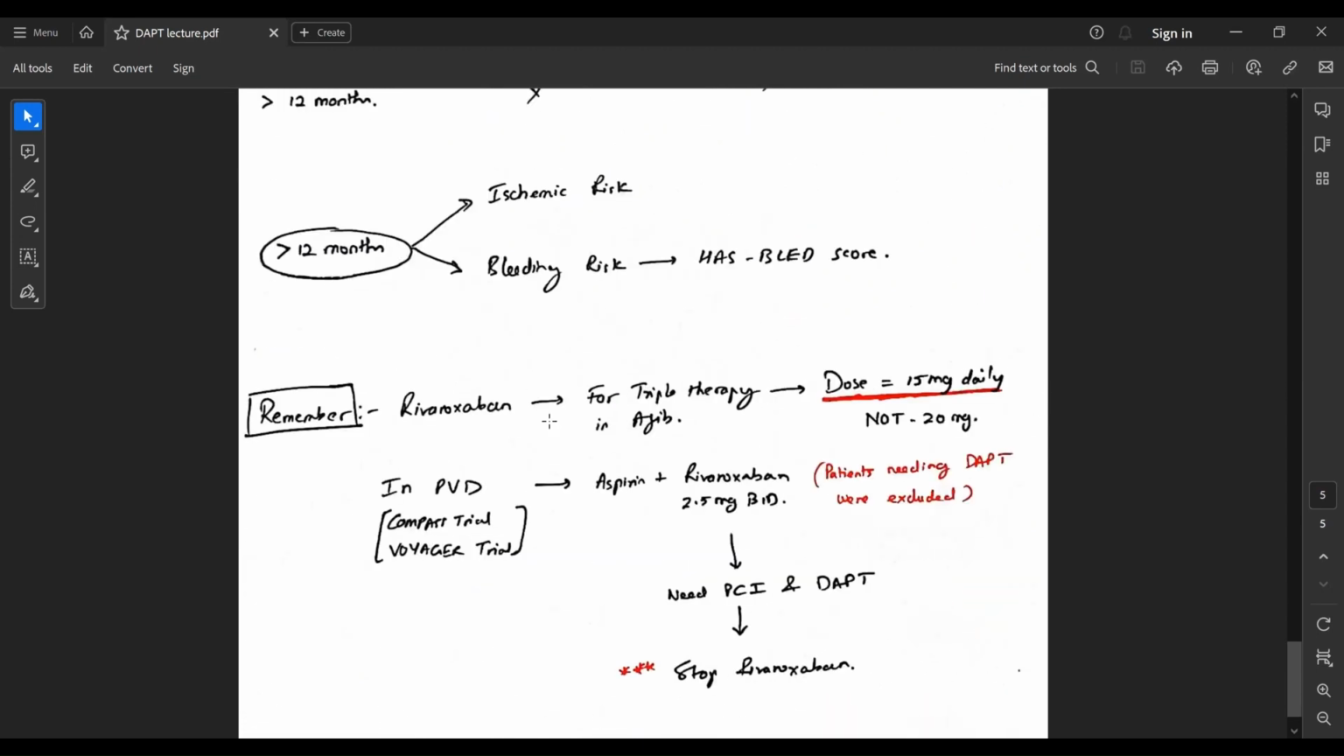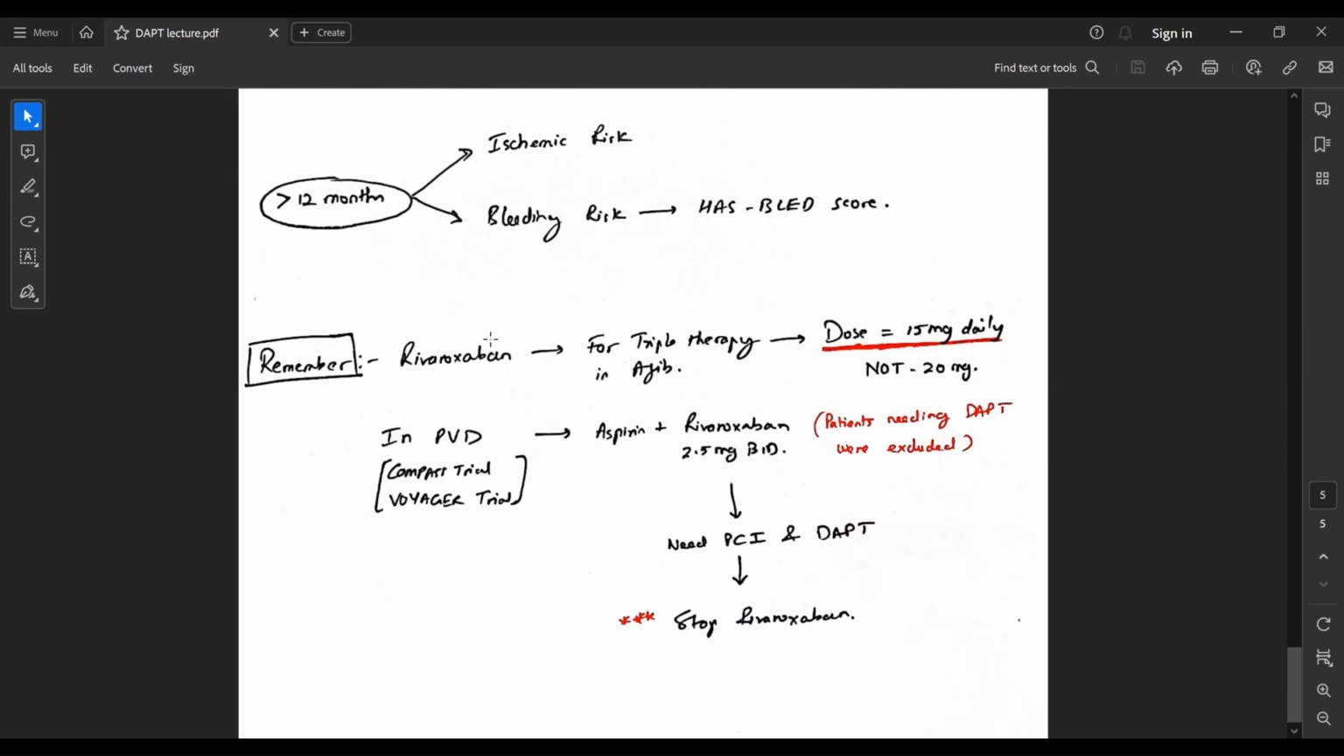Some of the important tips that I would like to mention over here is that the rivaroxaban dose, if the patient is on triple therapy in AFib, is 15 milligrams daily, not 20 milligrams. So this is something that you must always remember.